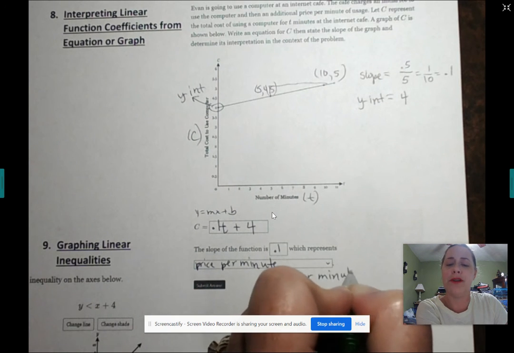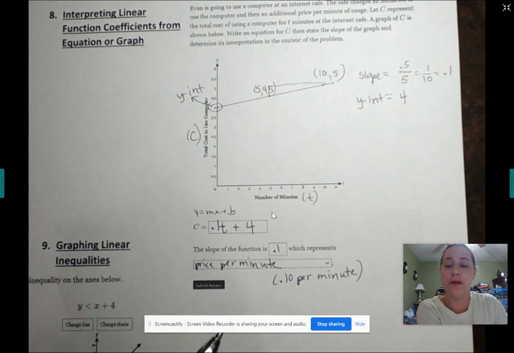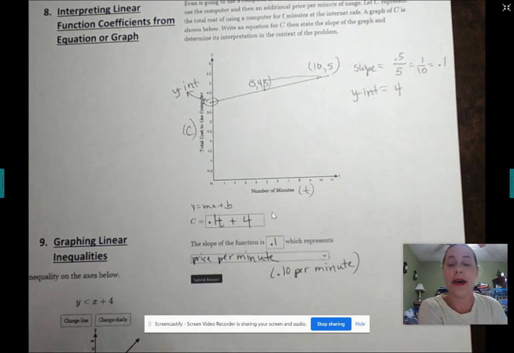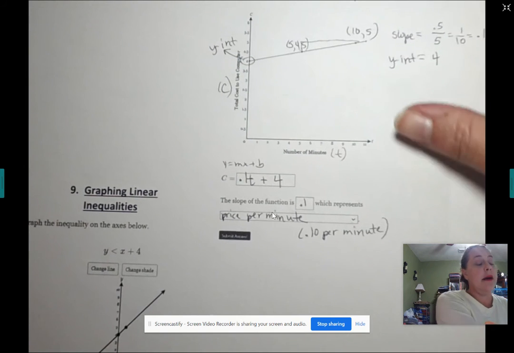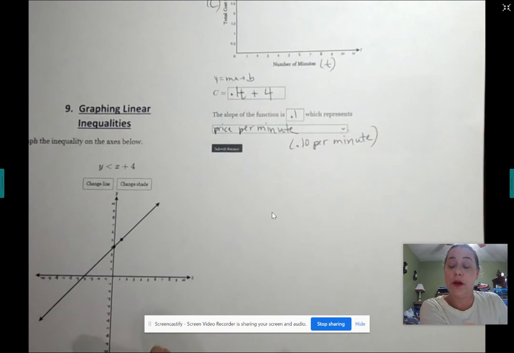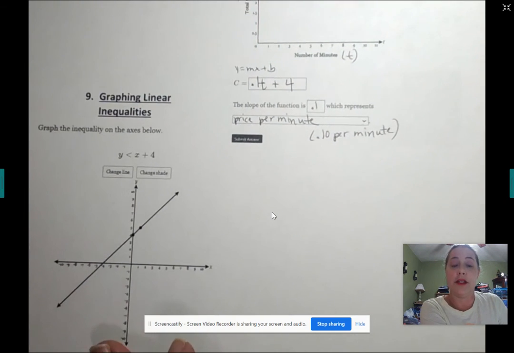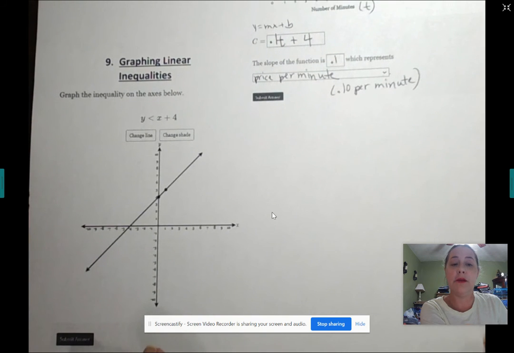I don't remember which one of those is the right answer, but only one of those is on your list of choices when you click that. It's good to be able to interpret slope and know what that means in a real life situation. And then the last thing that we want to do is practice graphing linear inequalities.